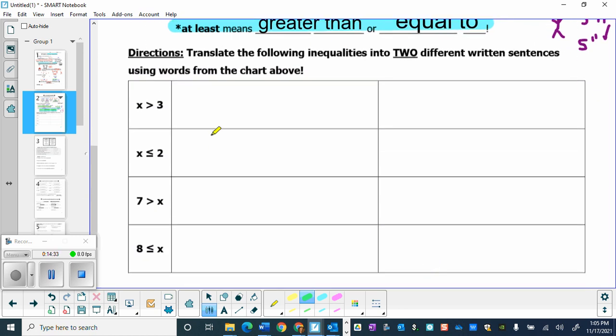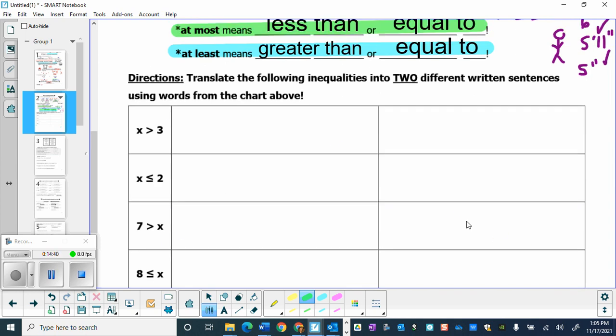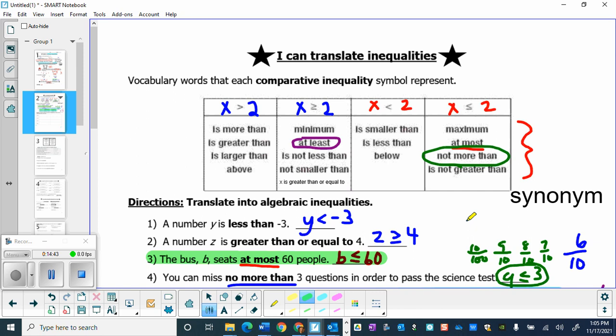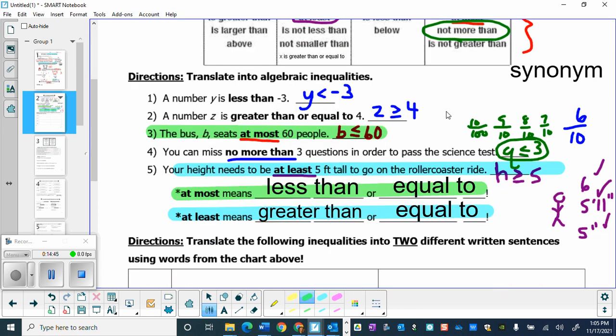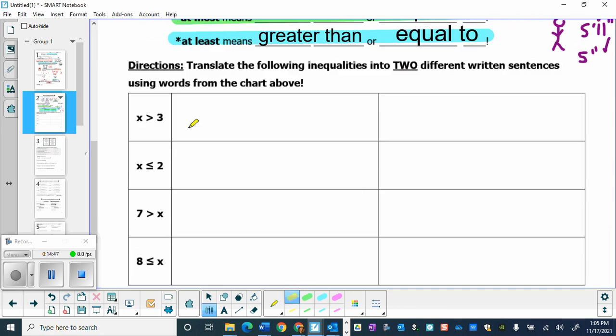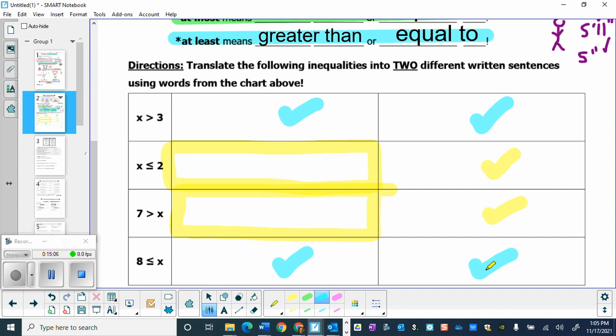All right, now this part right here, we're going to look at it in algebra, and we're going to try to come up with a couple of different ways we can say it using the chart from above. So for example, I'm going to do two of them. I'm going to randomly pick. I'll fill in this one with you, and then you're going to come up with another one on your own. And then I'll do the middle two with you, and then you'll come up with one on your own. And then you'll have to try this one, and this one, and this one all on your own.